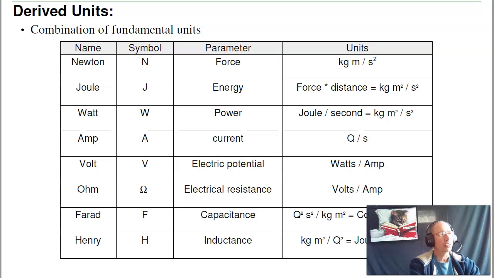A watt is a unit of power. That's joules per second, or kilogram meters squared per second cubed. Amps, volts, ohms, farads, and henries, and so on. Those are the metric units that we'll be using.